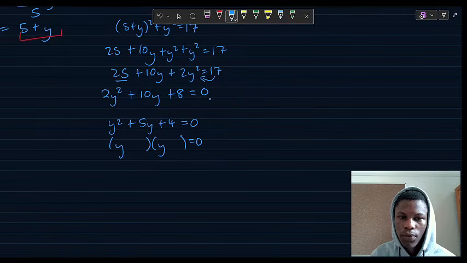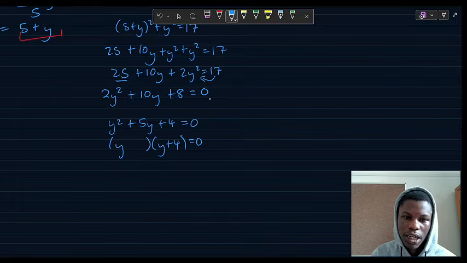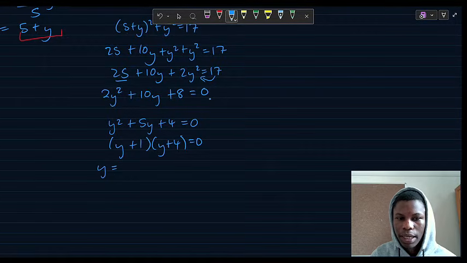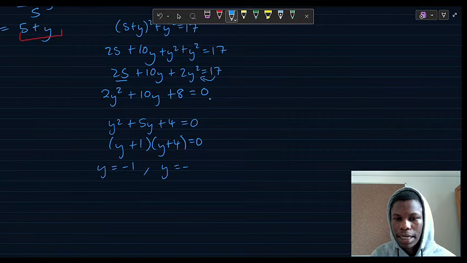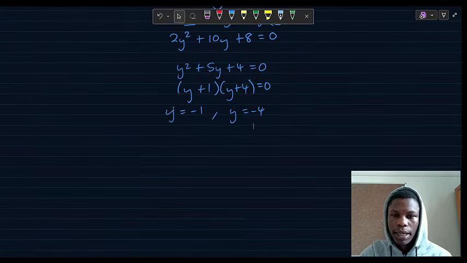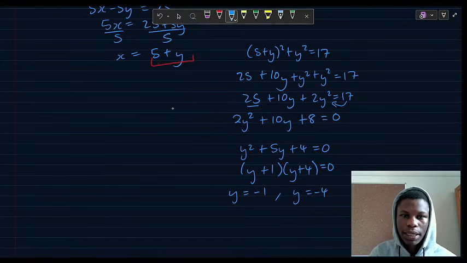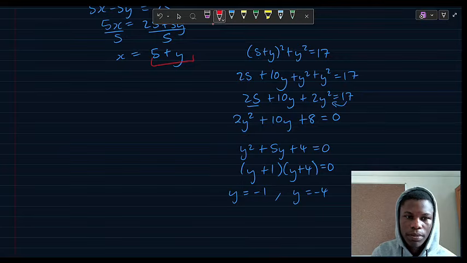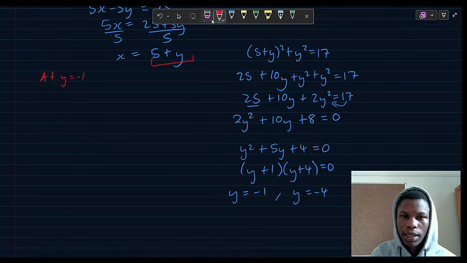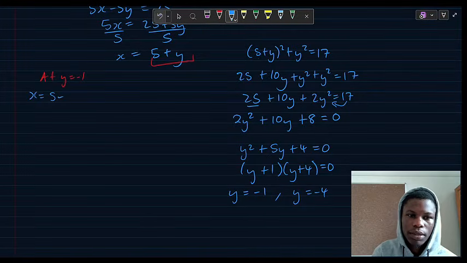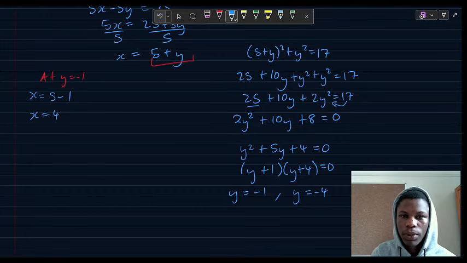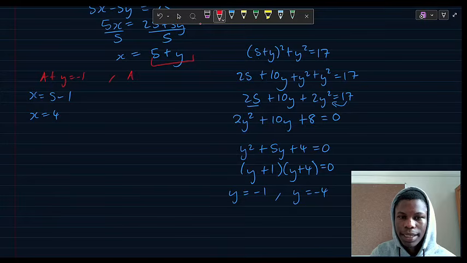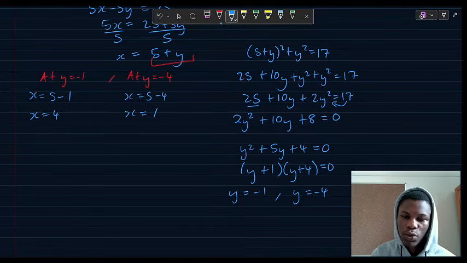So factors of 4 that add up to 5, that's plus 4 plus 1. So you get either y is negative 1 or y is negative 4. All right. And so those are the values for y. We can come back here to evaluate what x has to be. So we've got at y is negative 1, we have that x has to be 5 minus, or just minus 1. X has to be 4. And then at y is negative 4, we have that x is equal to 5 minus 4. So x has to be 1.